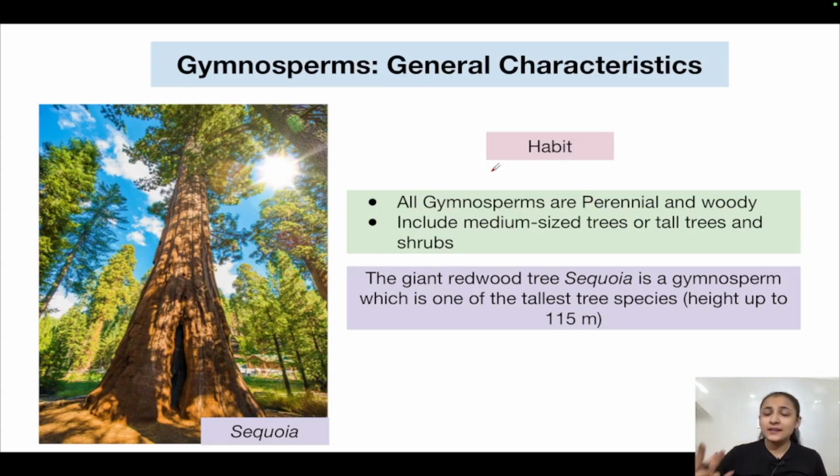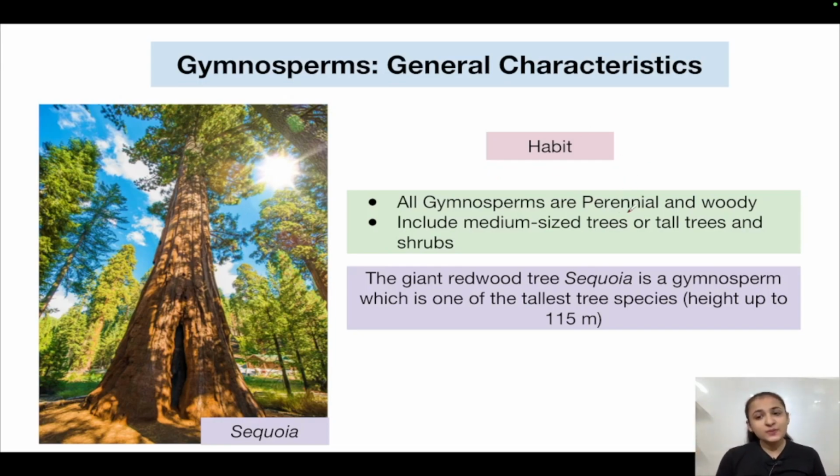Then there are biennials, whose life cycle can go on for 2 years. In these 2 years, they will grow, produce flowers and then fruits, and then they will die. But in perennial plants, the life cycle is more than 2 years. They can live for more than 2 years.